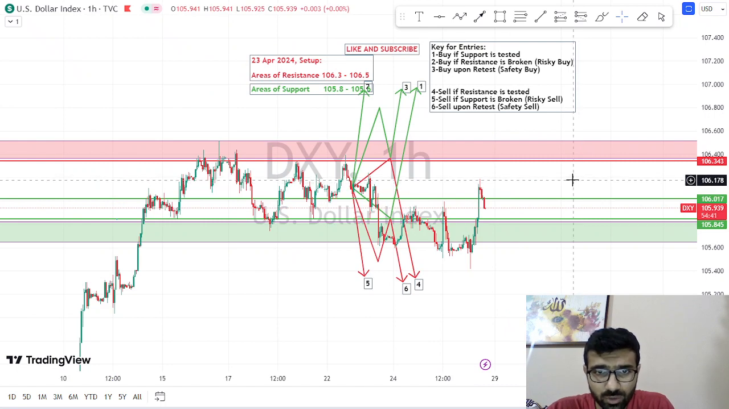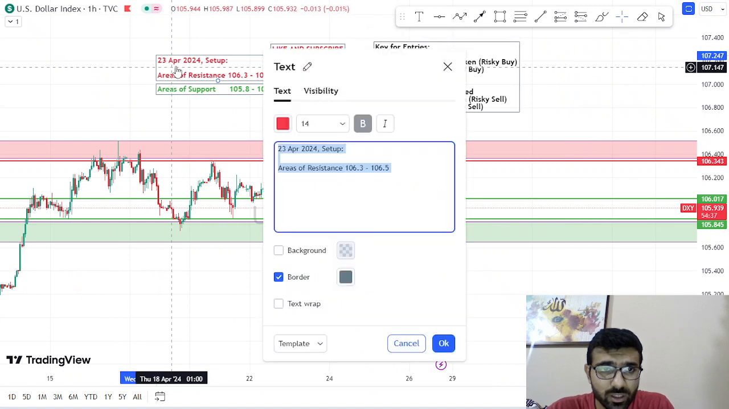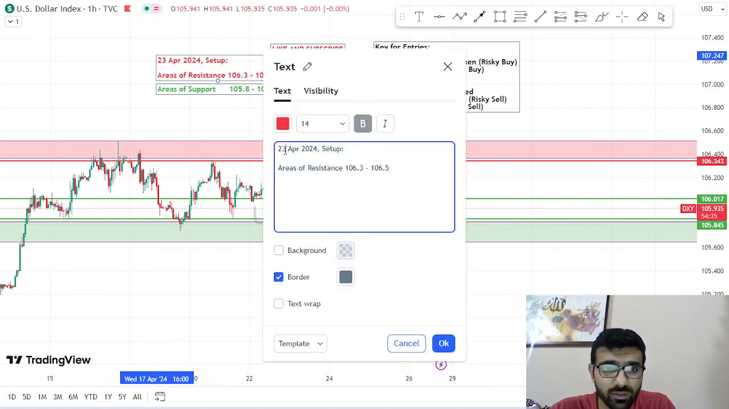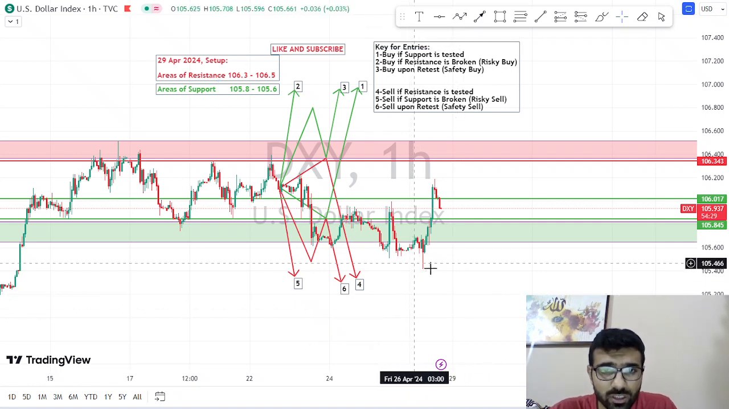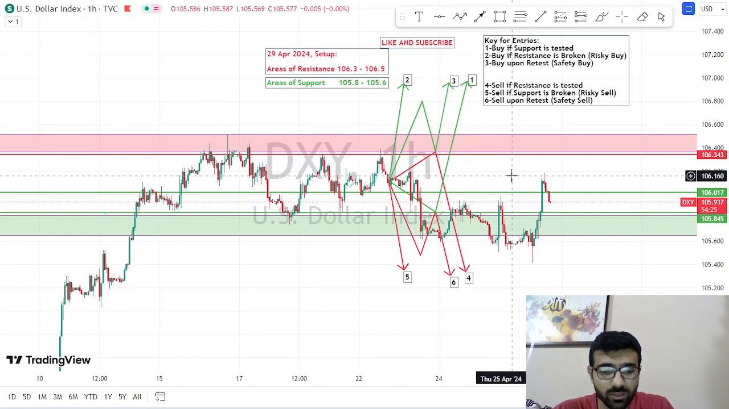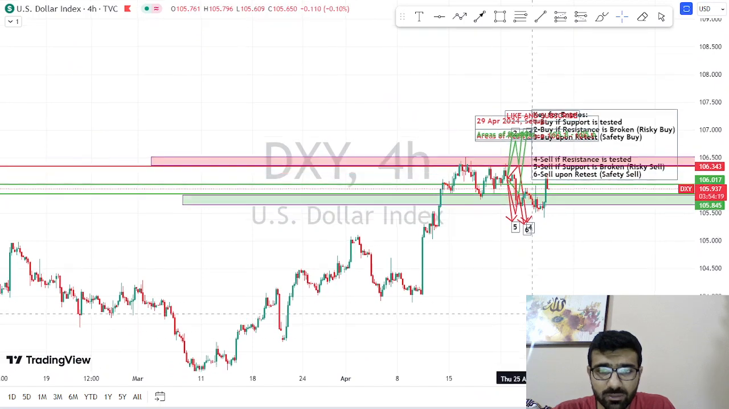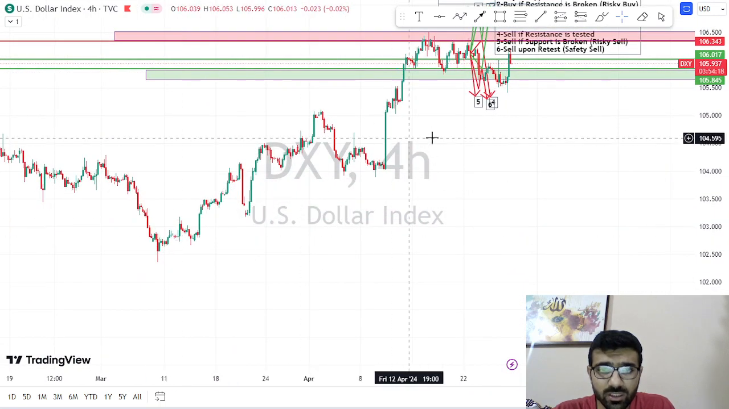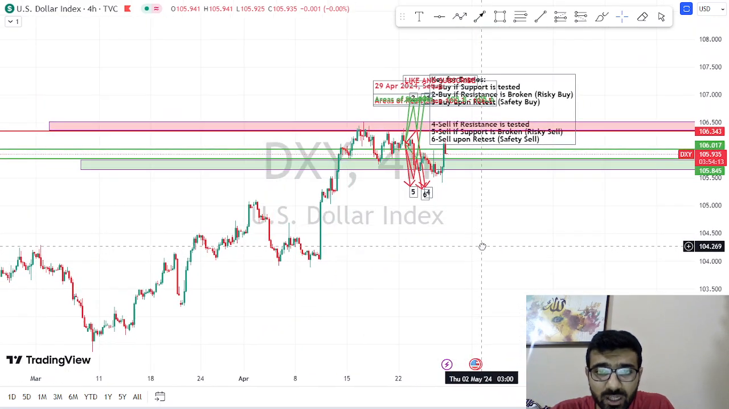Now let us see how the market is going to behave on the next working day, which will be on 29th of April, next week's Monday. First of all, let us identify the long term trend. As you can see in the 4-hour chart, the market is continuously going upwards, so the momentum is still in the buying zone.